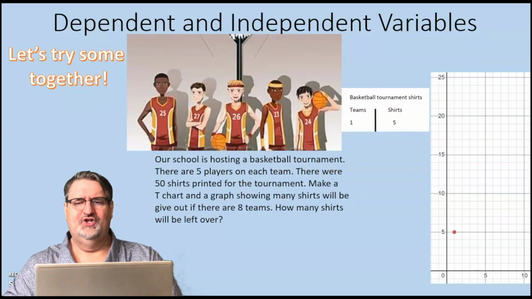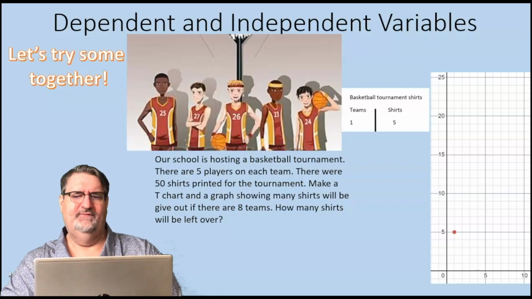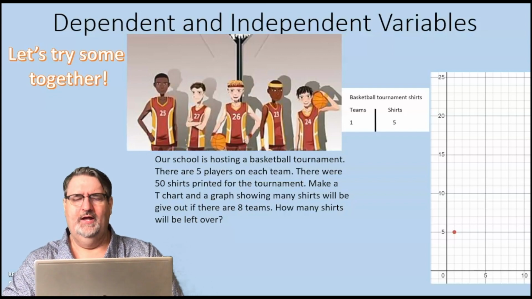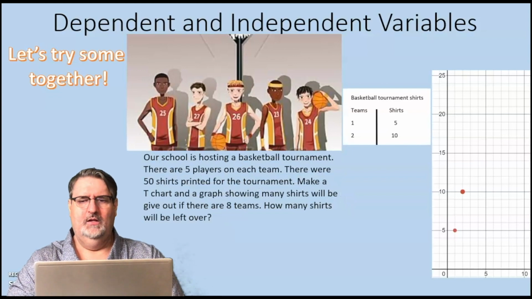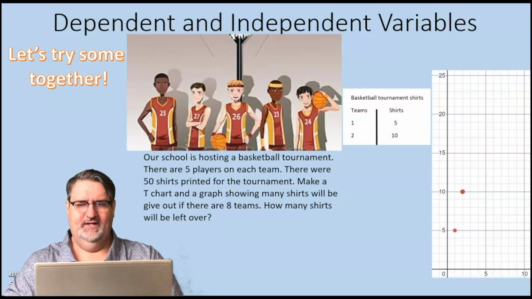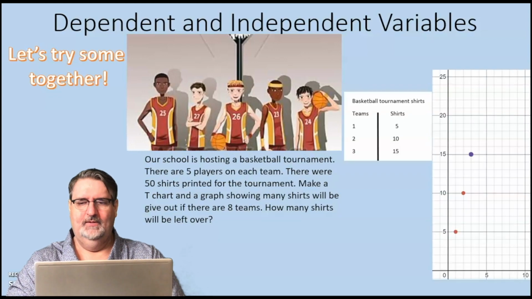So when the first team shows up, on our chart we can write 1 for the team and 5 for the shirts. And over on our graph, we've gone over 1 on the x-axis and up 5 on the y-axis. The next team, we're at 2 teams and 10 shirts. And so we went over 2 on the x-axis and up to 10 on the y-axis.